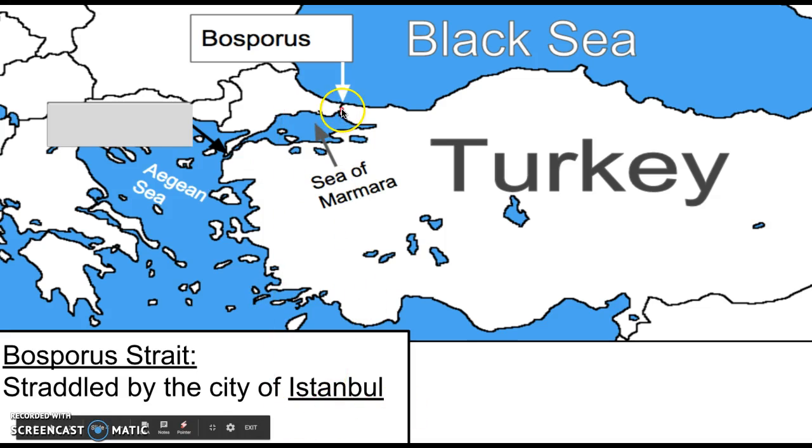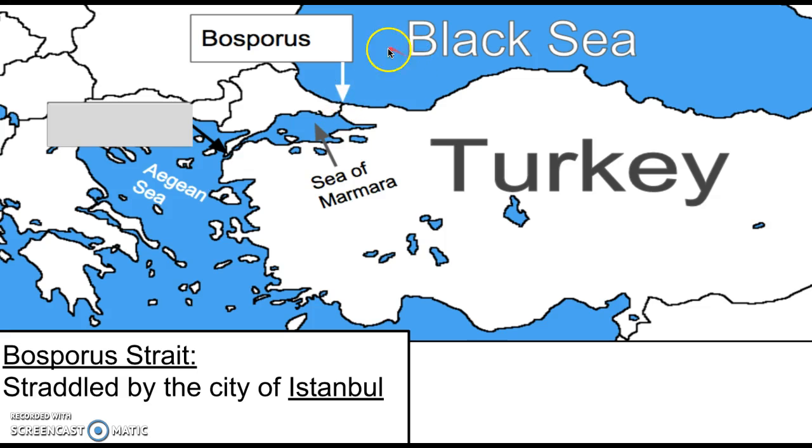If I take my red dot and place it right here on this line, that's where the city of Istanbul is located. Now, Istanbul used to be called Constantinople. For many years, that was a Christian city. It was later taken by Muslim invaders and renamed Istanbul as Turkey became a part of the Ottoman Empire.